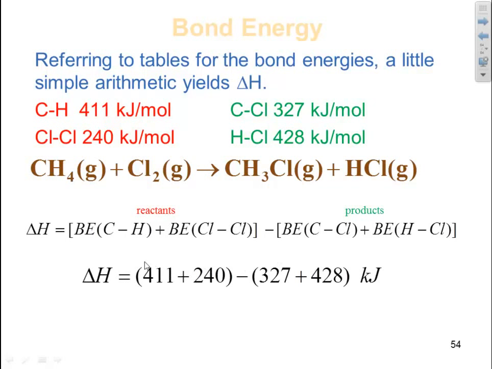Plug in the numbers. 411 for my C-H, 240 for Cl-Cl, minus my C-Cl, which is 327, and my H-Cl, which is 428. Do the arithmetic and I come up with a total of negative 104 kilojoules. So this whole reaction is exothermic. It's releasing more energy to form the bonds than it's absorbing energy to break the bonds. Homework 67.